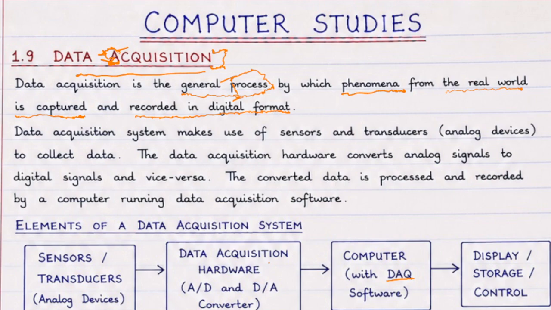So a data acquisition system makes use of sensors and transducers, that's analog devices, to collect data. I'm going to explain with a real life example, because I know it's still confusing. So the data acquisition hardware converts analog signals to digital signals and vice versa. So the converted data is processed and recorded by a computer running data acquisition software. So, data acquisition system and data acquisition software. Let us explain.